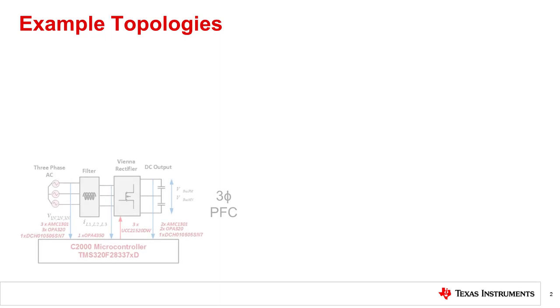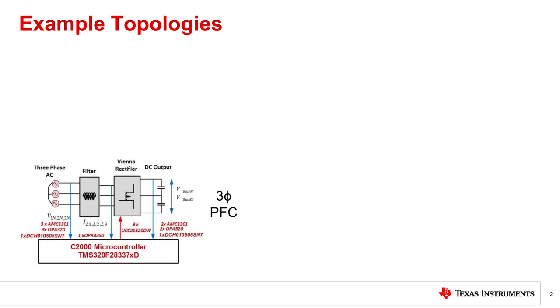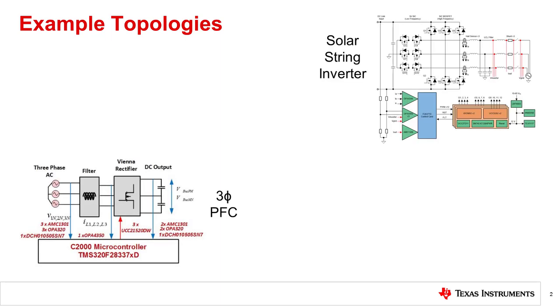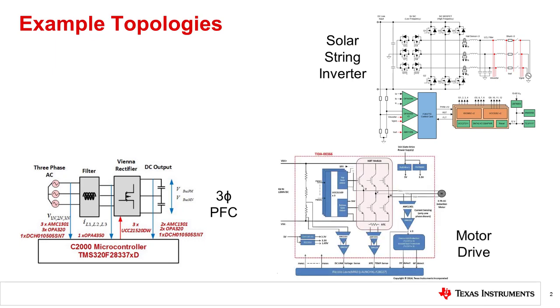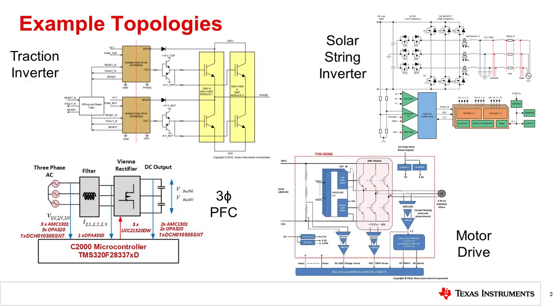Continuing from the first lecture, the common topologies we will discuss which make use of isolated gate drivers include three-phase power factor correction, solar string inverters, motor drives, and traction inverters. The lecture presents systems in order of design constraints.